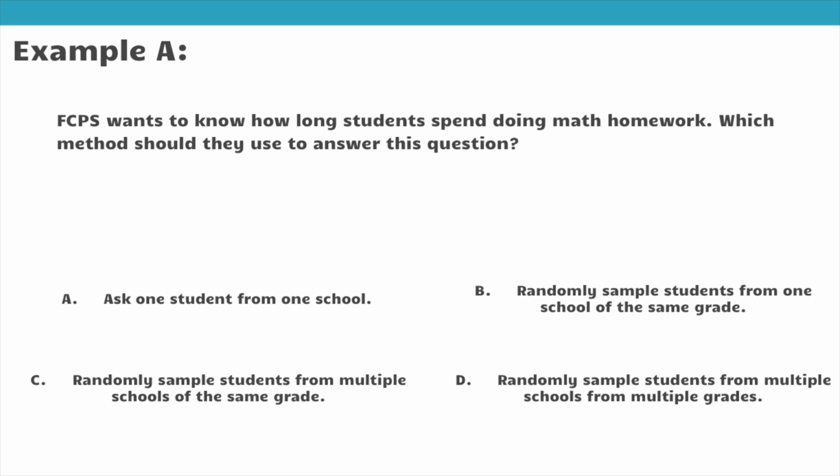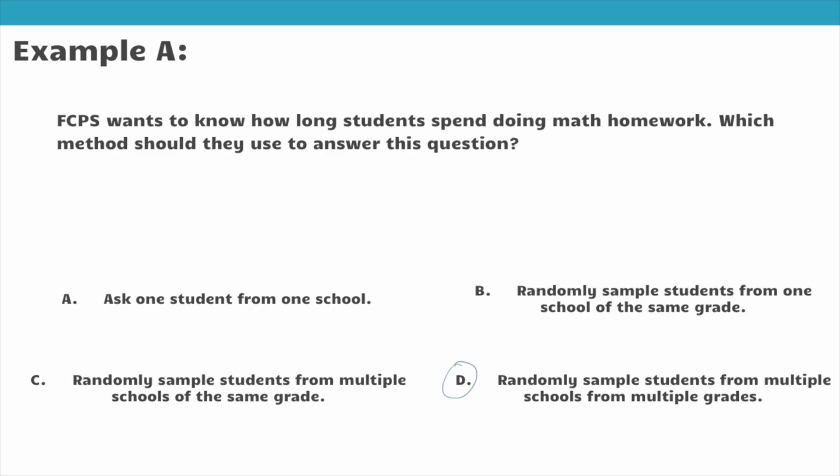C is randomly selecting students from multiple schools of the same grade. So again, now you're doing a little bit better because you've included more schools, but you're still only hitting that one grade. If you're doing grade 7, for example, you're only checking how many people do homework in 7th grade. And then the last one, randomly selecting students from multiple schools for multiple grades, is our correct answer because again, we're selecting from multiple schools, so we're getting across the county, and we're selecting multiple grades. So we're getting algebra, math 7, pre-algebra, etc.